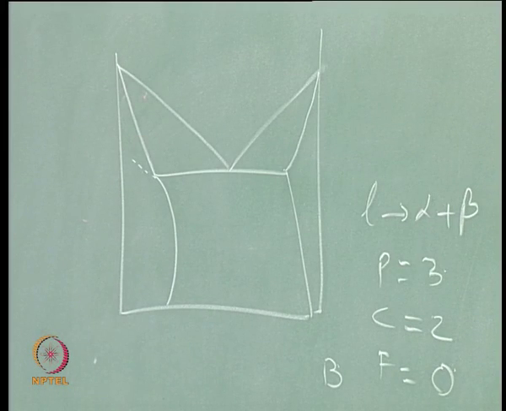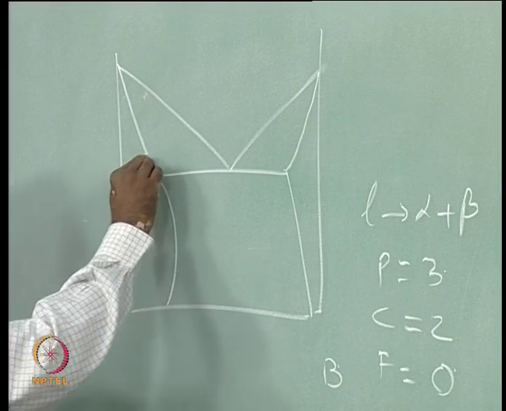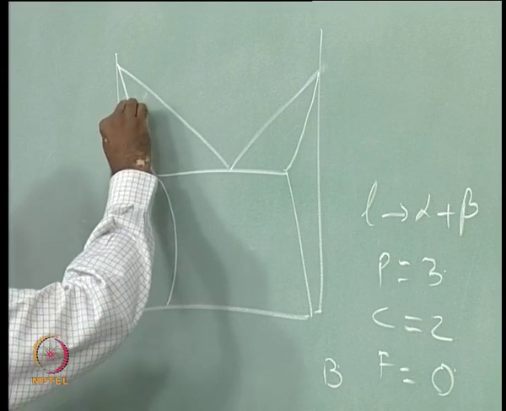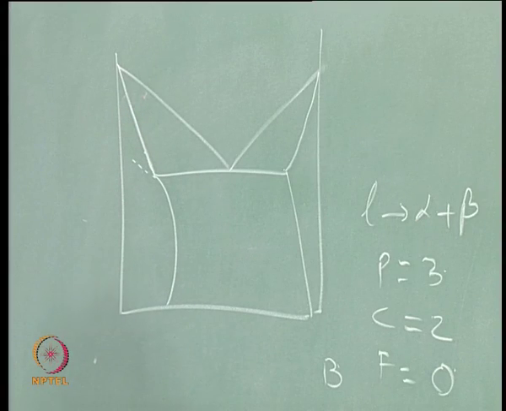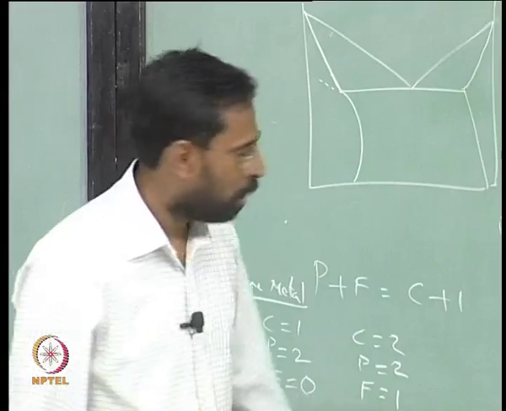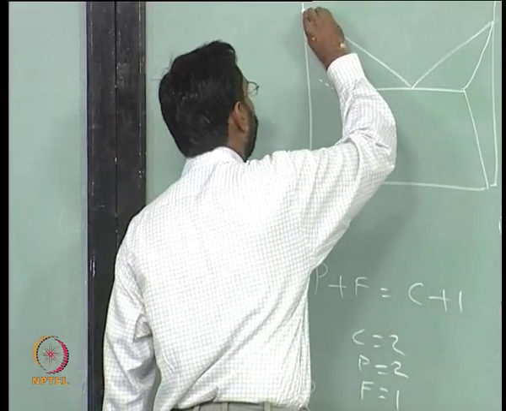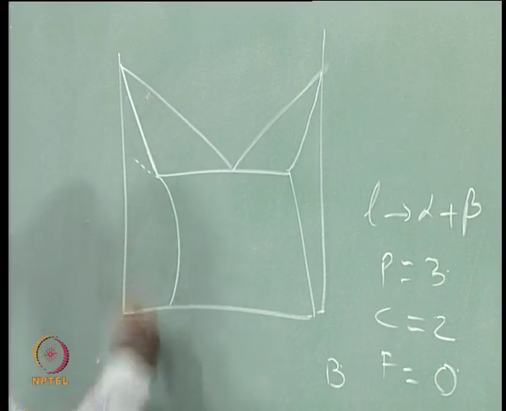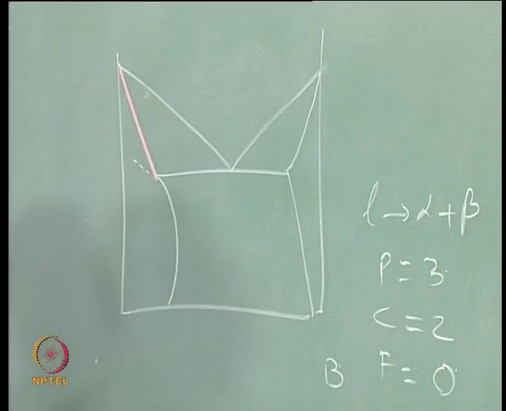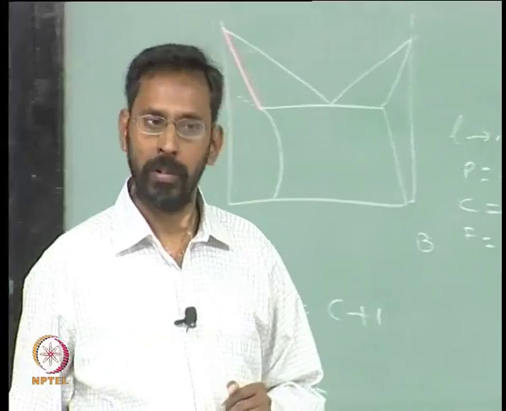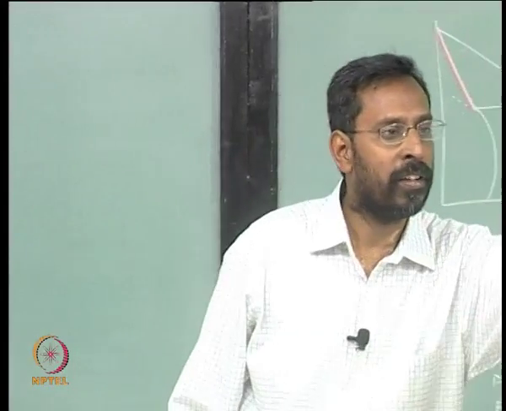And what is this line? What is that line? Can you tell me? Solidus of alpha, very good. What does that give you? What does this tell us? I will draw with a color. Tells you the common tangent between liquid and solid, and anything beyond that? Fine. So, that is the definition of solidus.